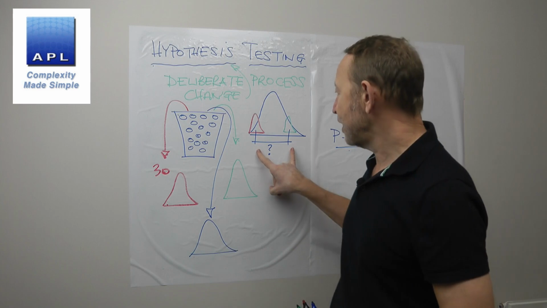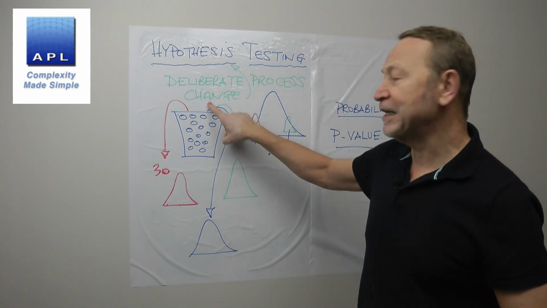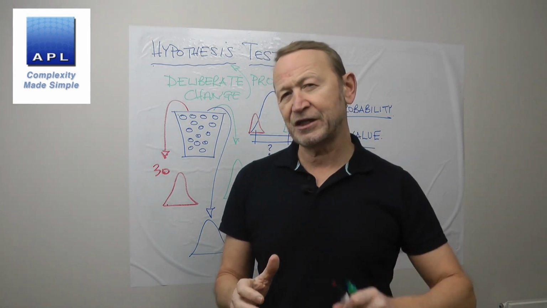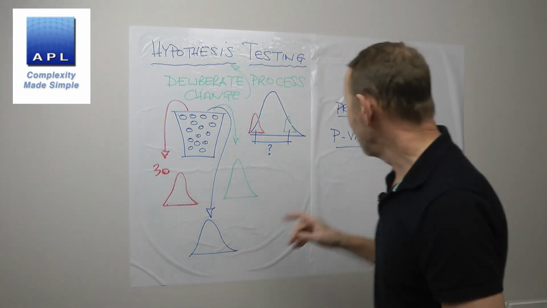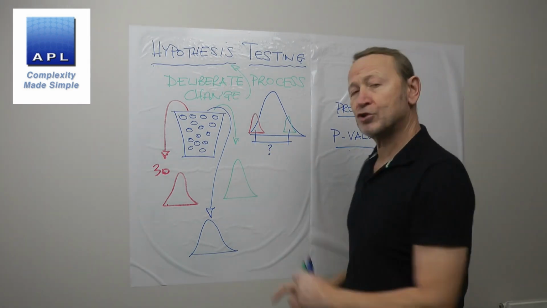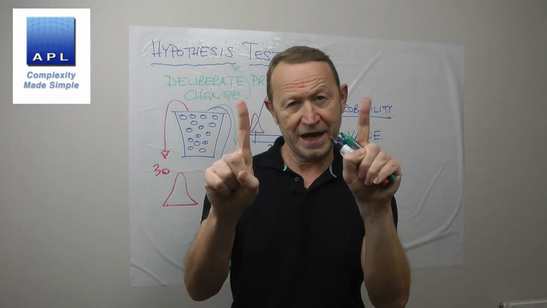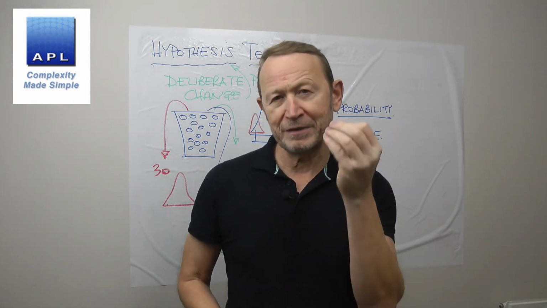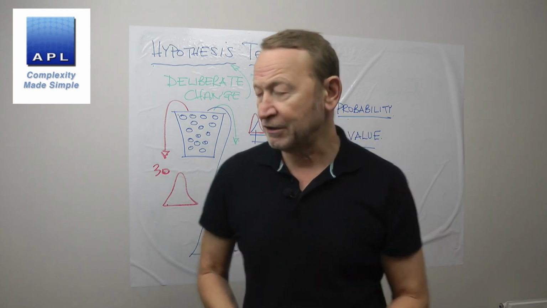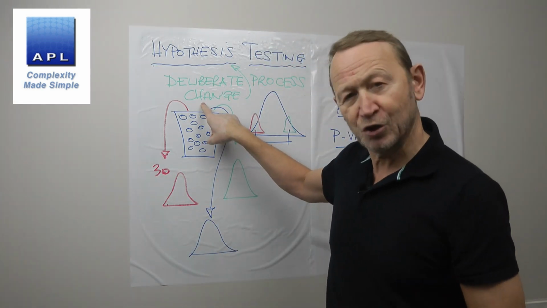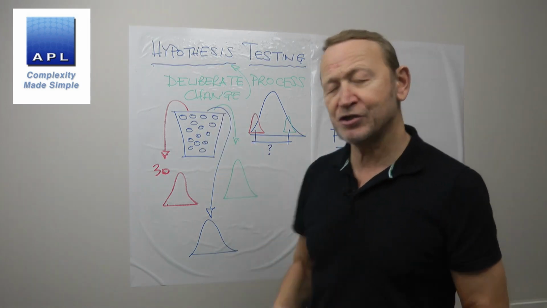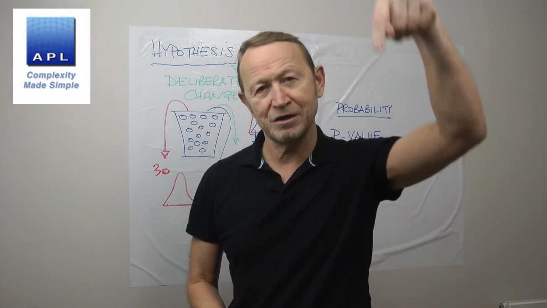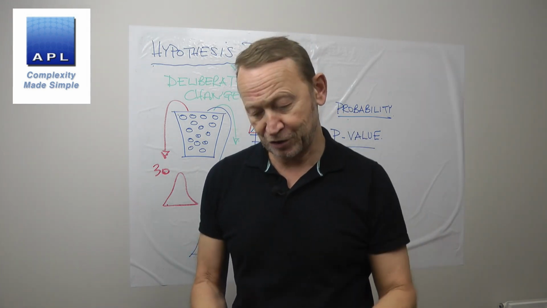And what the hypothesis test assumes is your deliberate change made no difference. And then it says, if that was the case, what's the probability your two results would end up so far apart? Now, this is your probability of being wrong if you conclude your change made a difference. So because it's your probability of being wrong, what do we want it to do? We want it to be very small.